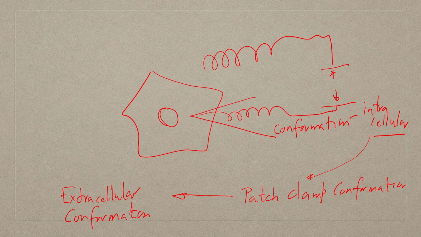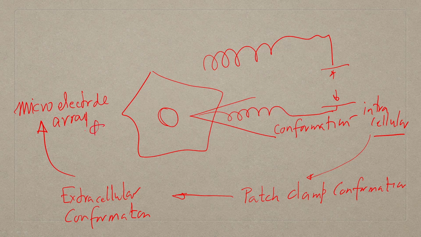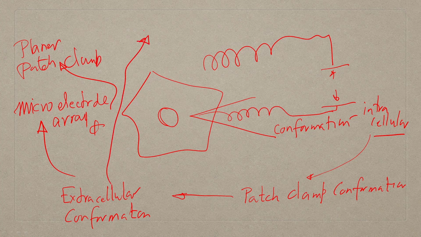And from there, we will move on to the microelectrode array and planar patch clamp. And another side we will open up will be FET, field effect transistors. This is how our next set of investigations will proceed.